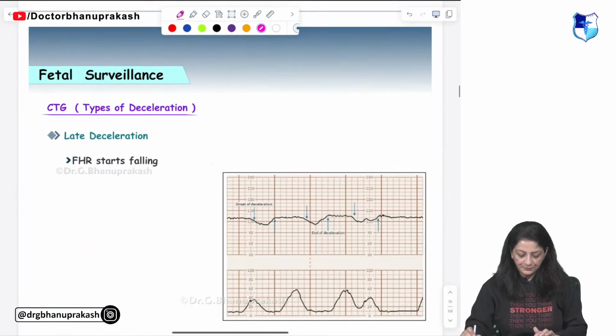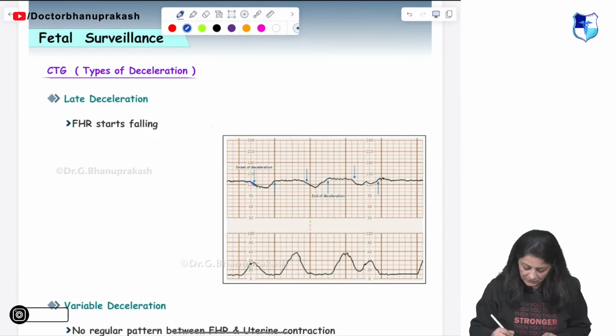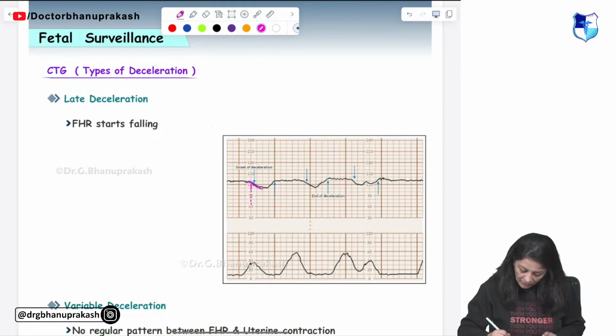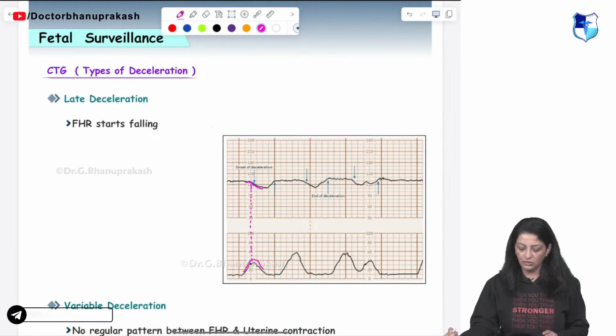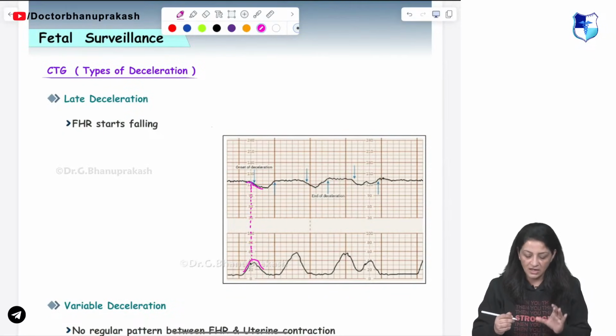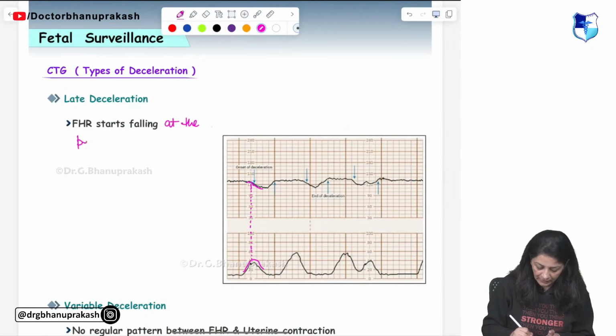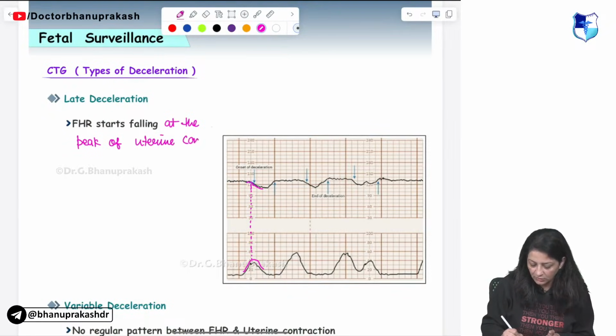Now, next one. Fetal heart rate starts falling, please look at this point, on the peak of uterine contraction. This is called late deceleration. Fetal heart rate starts falling at the peak of uterine contraction.